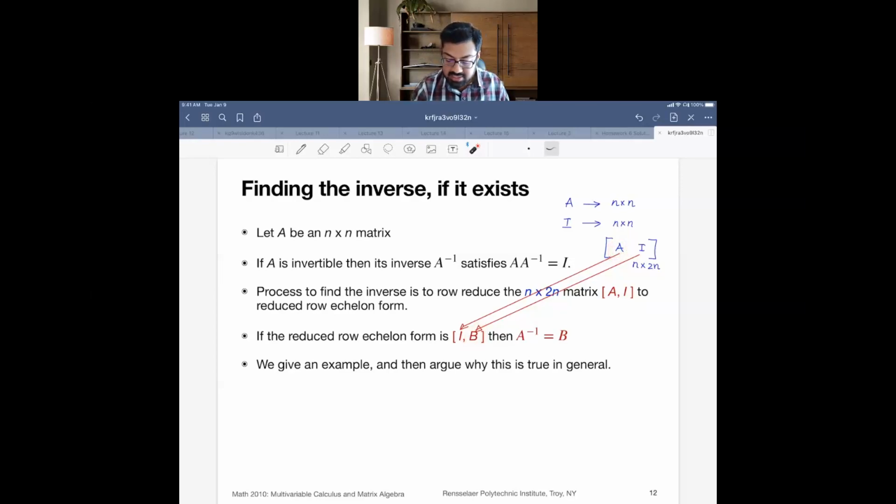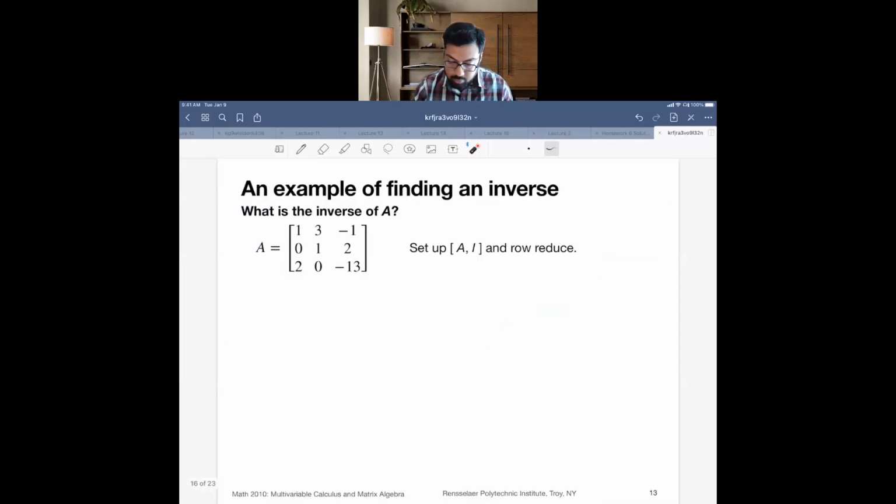We'll take a look at an example, and then we will try to see whether it is true in general or not, right? So I'm going to assume some A. I'm going to form the augmented matrix. Then I'm going to do the row reductions, go all the way down from A to I, and then whatever changes I would have made to the other identity matrix would give me my inverse. Let's try to take a look with an example over here.